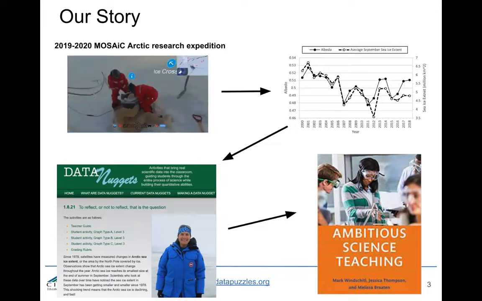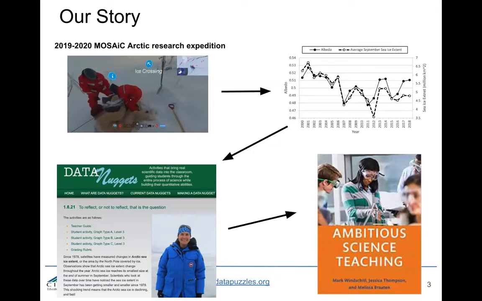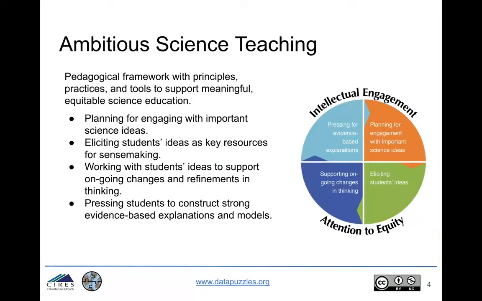So that's the story. And for those of you that may or may not be familiar with ambitious science teaching, this is a pedagogical framework with principles, practices, and tools to support meaningful and equitable science education. So what does that mean? It means being mindful of how you're planning for engaging with important science ideas. One thing that we really learned in our work with the Arctic is you can't just jump into talking about Arctic climate science with students.